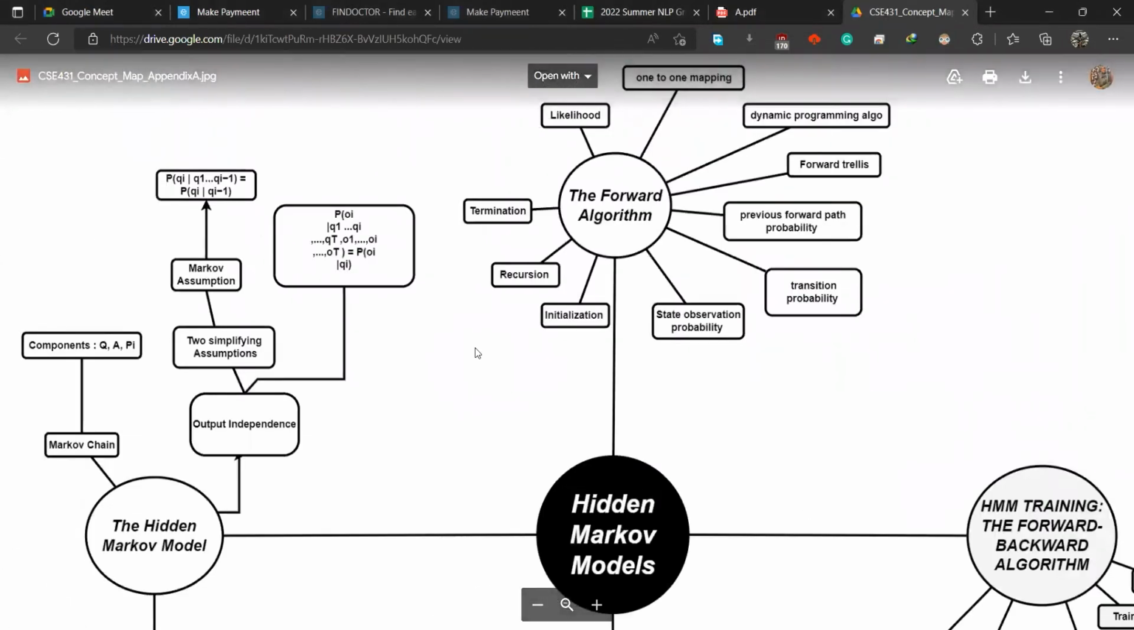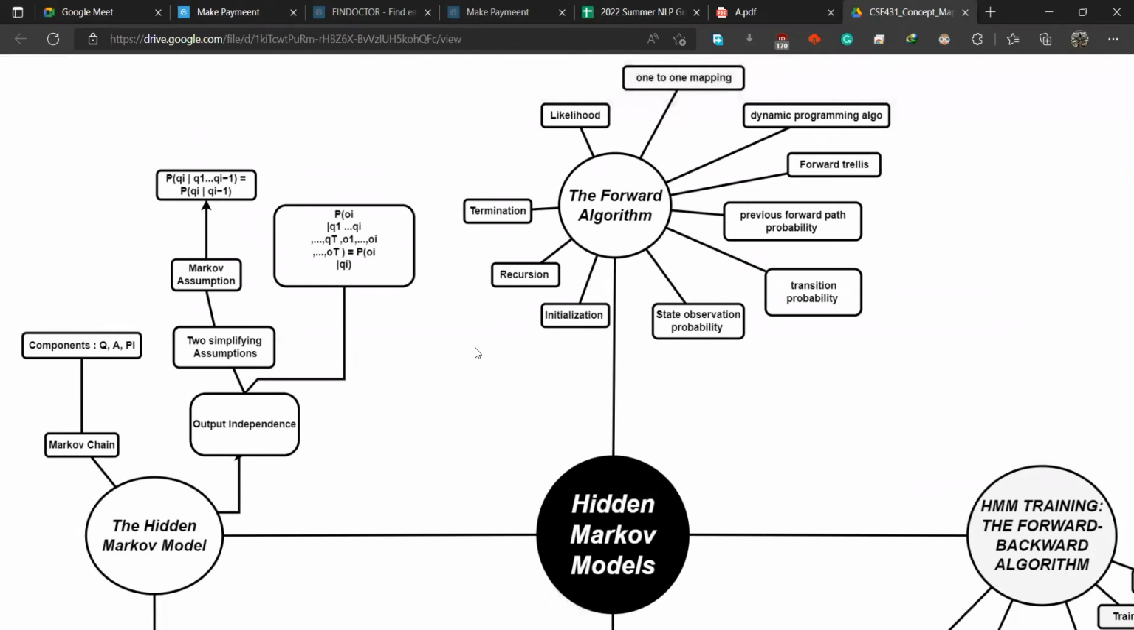A Markov chain is a model that tells us something about the probabilities of sequences of random variable states, each of which can take on values from some set. These sets can be words or tags or symbols representing anything. A Markov chain makes a very strong assumption that if we want to predict the future in the sequence, all that matters is the current state.